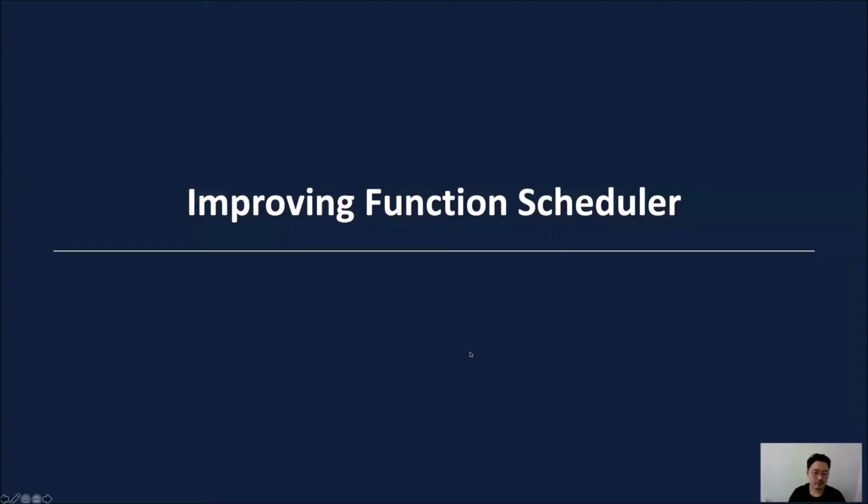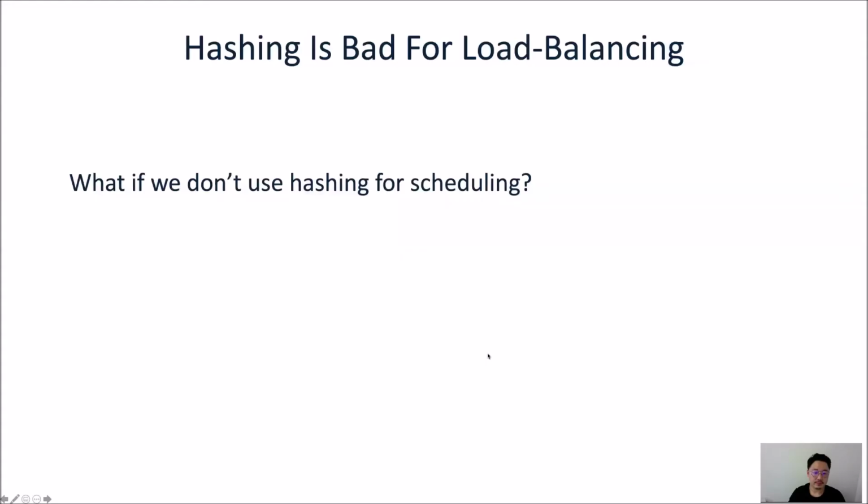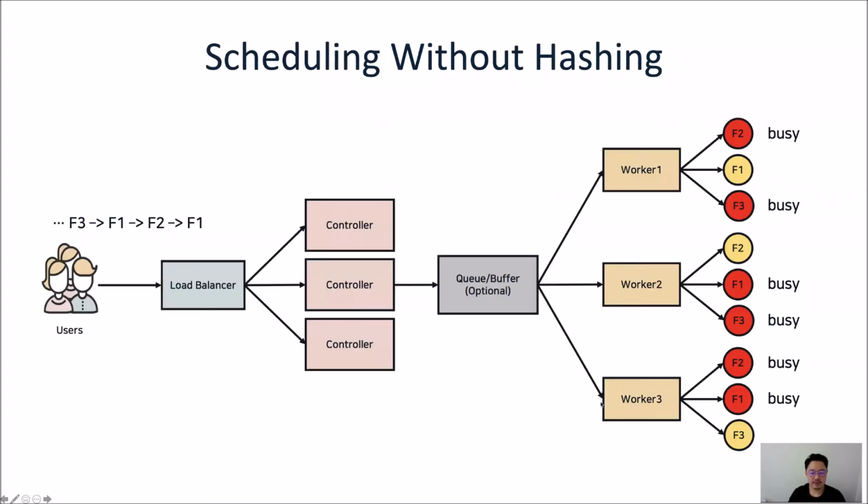Then how can we improve the function scheduler? Hashing is generally bad for load balancing. Then what if we don't use hashing for scheduling? If you look into this diagram, it's very intuitive that we can collect all the container status and schedule this function request to worker 1 because there is an available container for function 1. But it's not that simple in the real world.